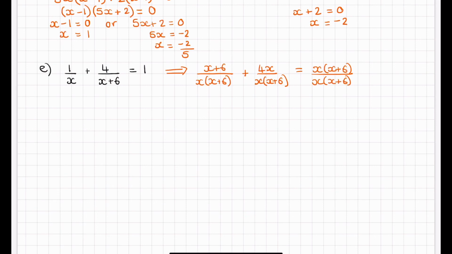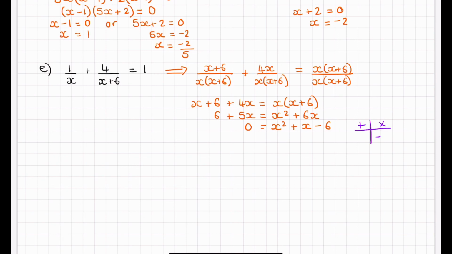Now, once we've got that, we can then just get rid of the denominators. And we will have an equation we can then work with. We can simplify this, so we're going to get 6 plus 5x equals x squared plus 6x. Rearrange it so everything's on the same side. We'll get x squared plus x minus 6. Now from here, same as what we've done before.